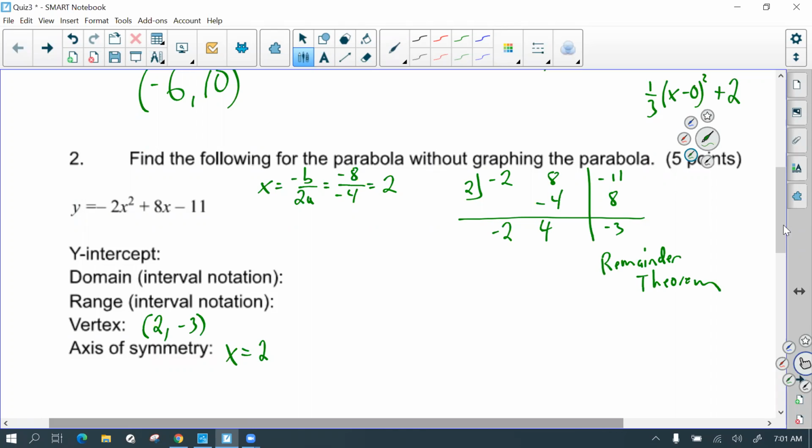The domain for all parabolas is always all real. The y-intercept is, of course, 0, negative 11. The range, well, the a value is negative 2. So that means this parabola is facing upside down, so it has a maximum. So that means the y values begin, I guess, at negative infinity, and they go all the way up to the greatest y value, which is negative 3.